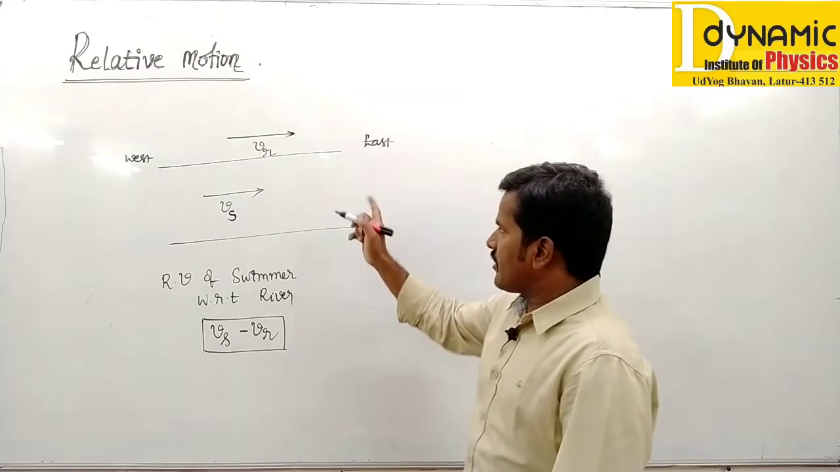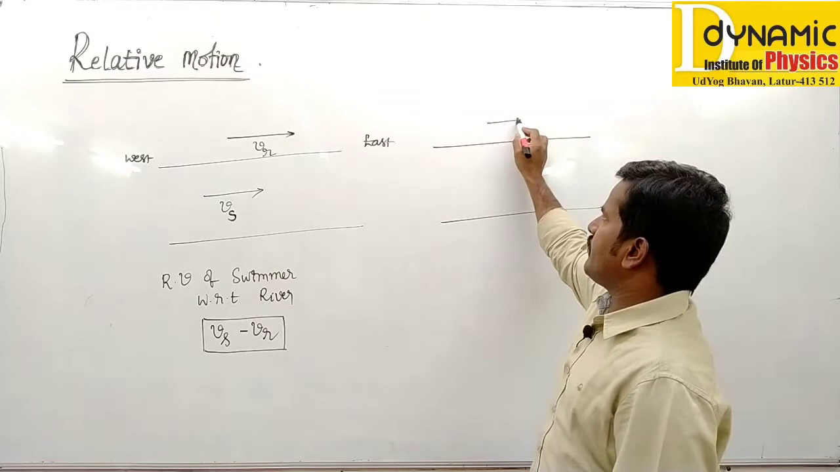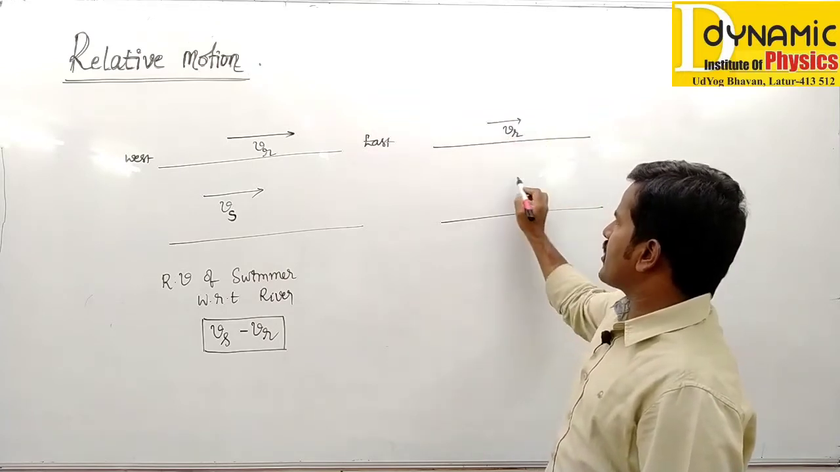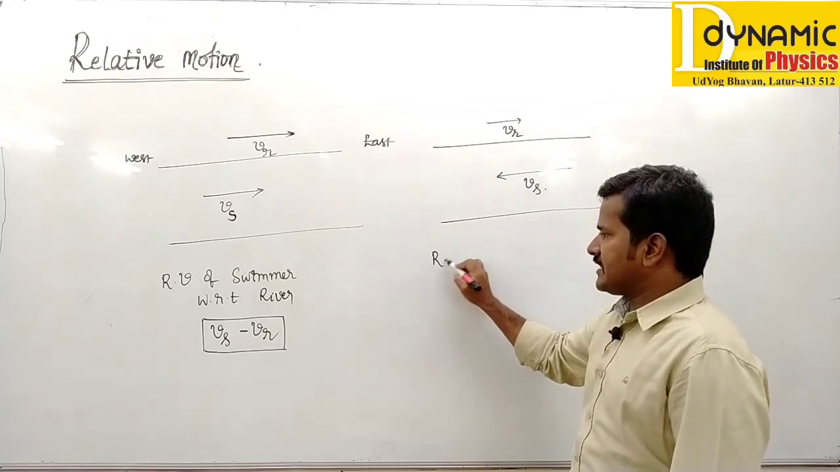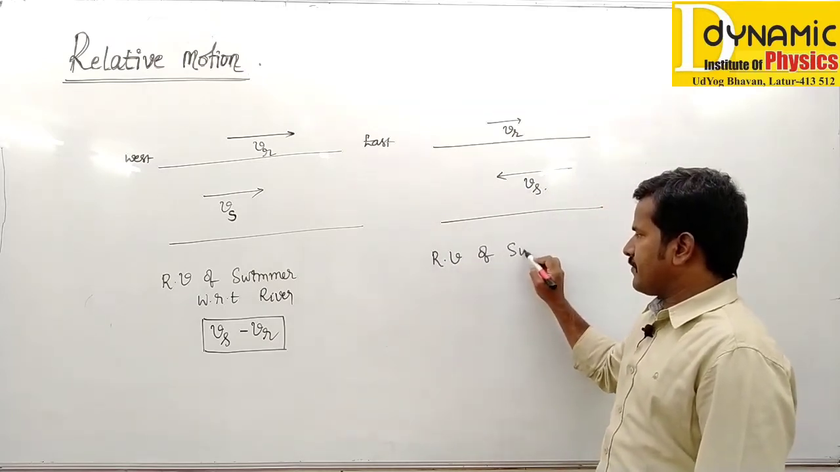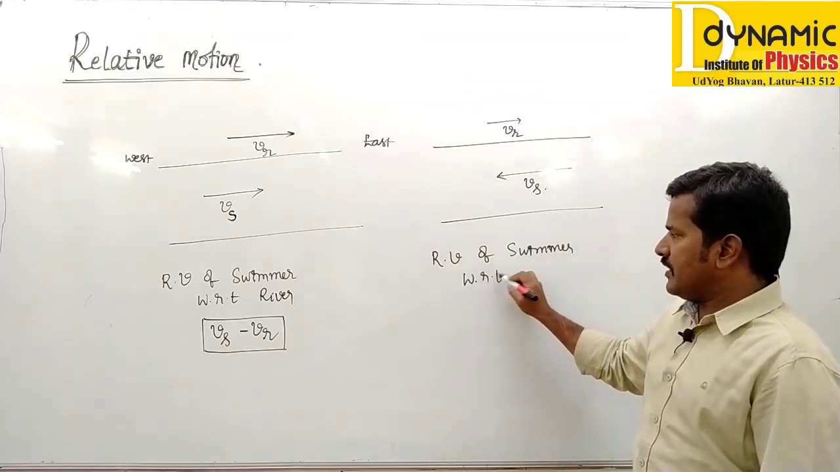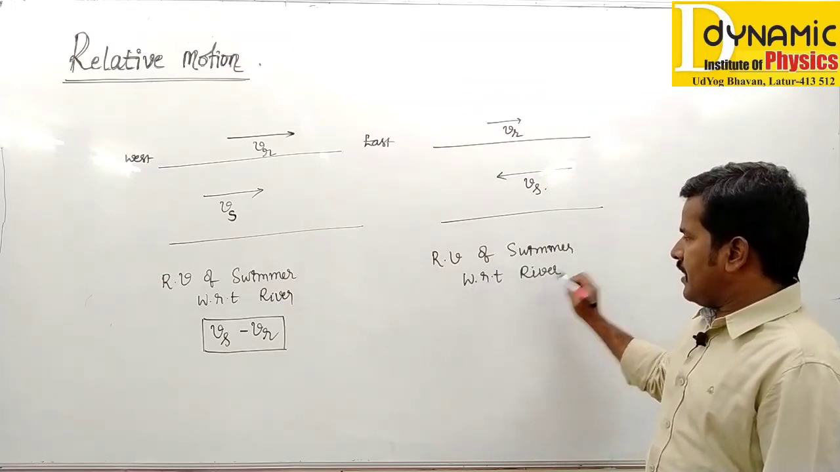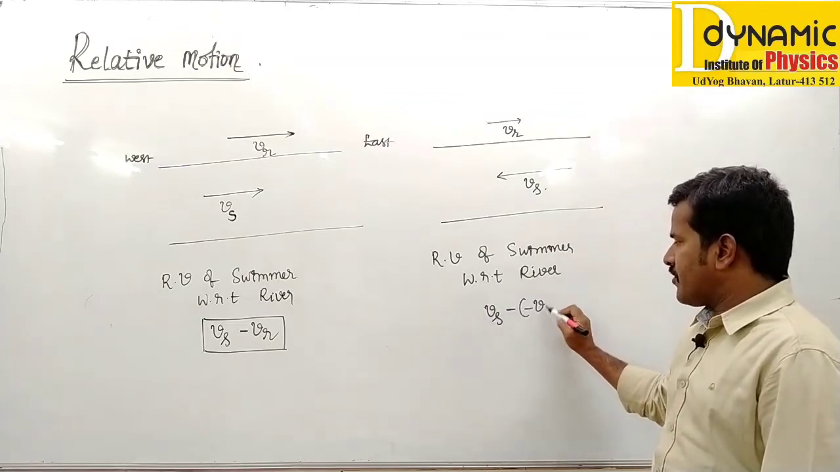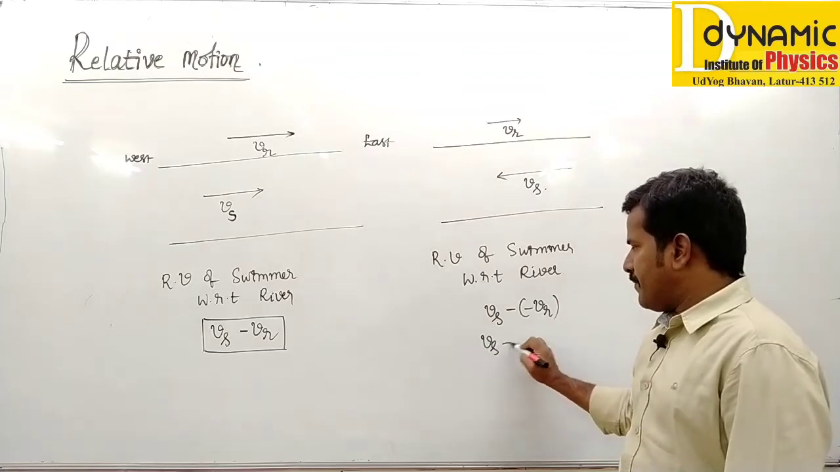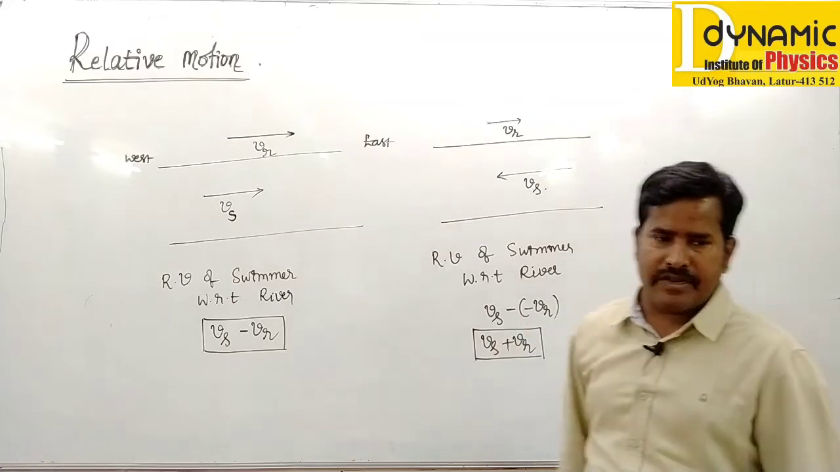Now the swimmer's direction is opposite to the river motion. The river motion is Vr and the swimmer moves in the opposite direction. The relative velocity of the swimmer with respect to the river becomes Vs minus of minus Vr, that is Vs plus Vr. For opposite directions, this is the relative velocity.